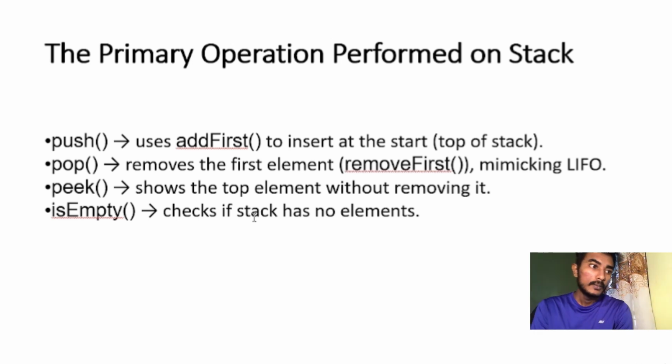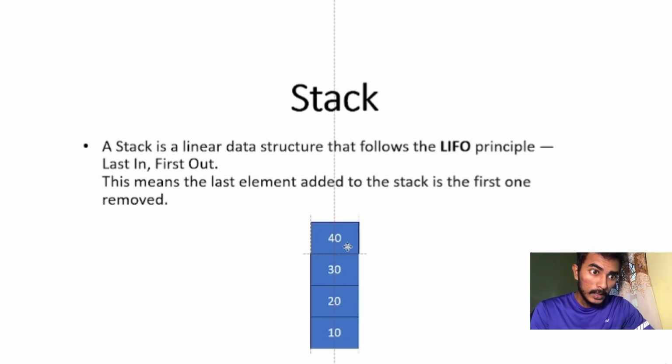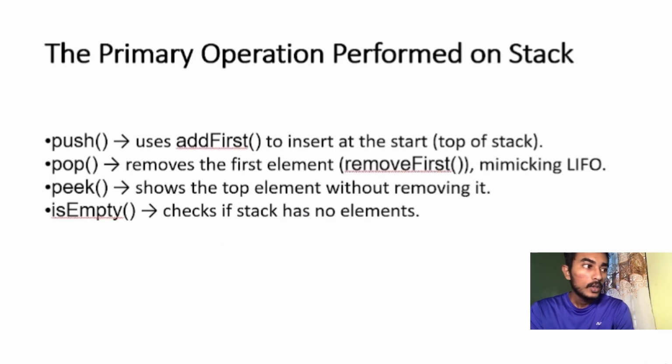Next one is peek. Peek shows the top element without removing it. You can see 40 is here. That is the top element of this stack. So you can use the peek method. The output comes to 40.